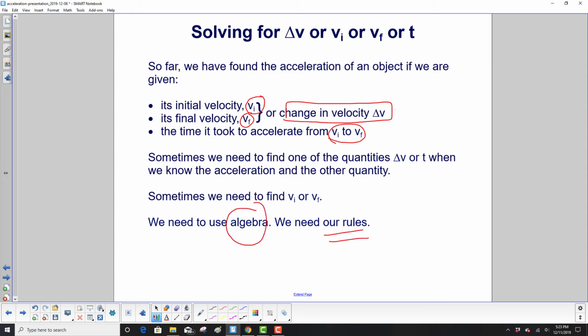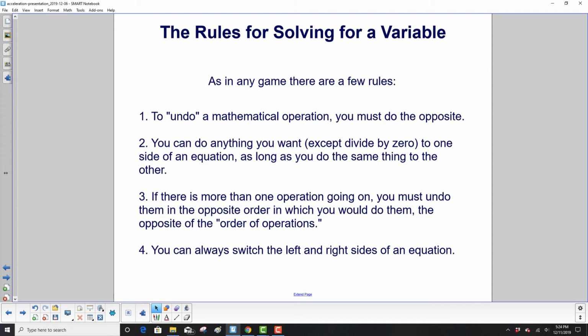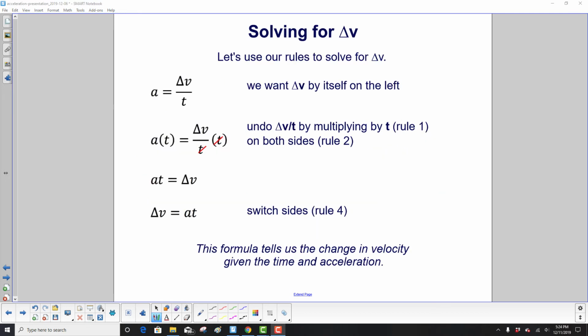We need our rules. Hopefully these rules will be familiar to you. These are what we used in the constant speed unit. To undo a mathematical operation, you must do the opposite. So if you had division, you would have to do multiplication to undo it. You can do anything you want except divide by 0 to one side of an equation, as long as you do the same thing to the other. And if there's more than one operation going on, undo them in the opposite order in which you would do them. This is the opposite of the order of operations, or PEMDAS. And you can always switch the left and right sides of an equation. No restrictions on that.